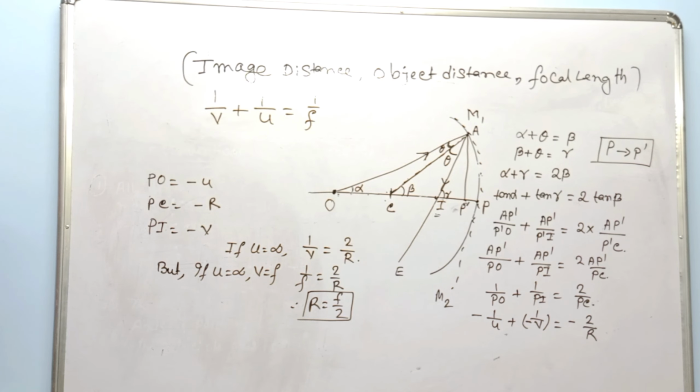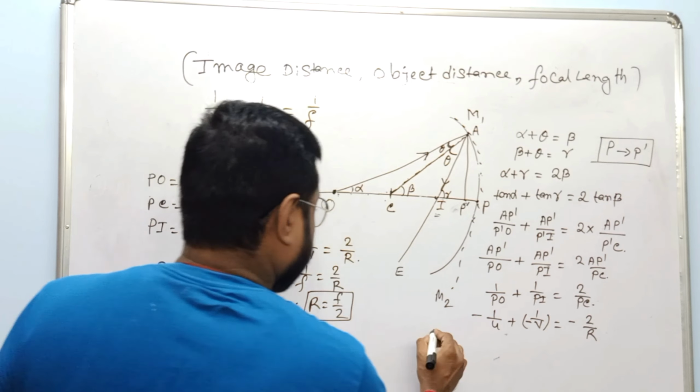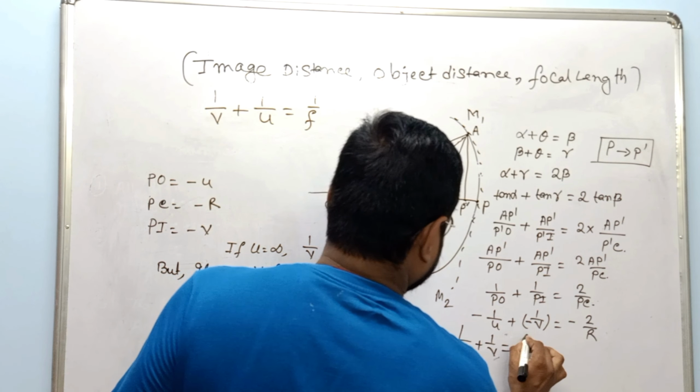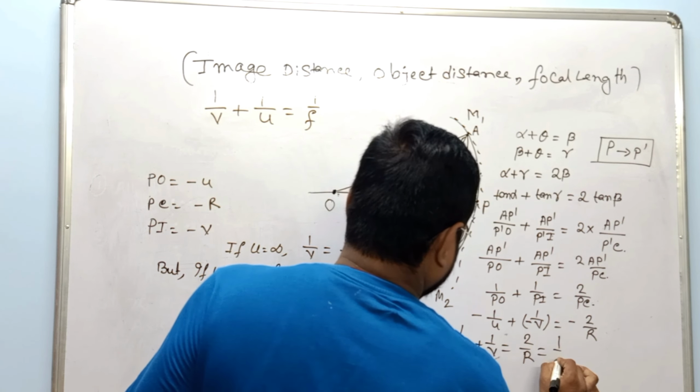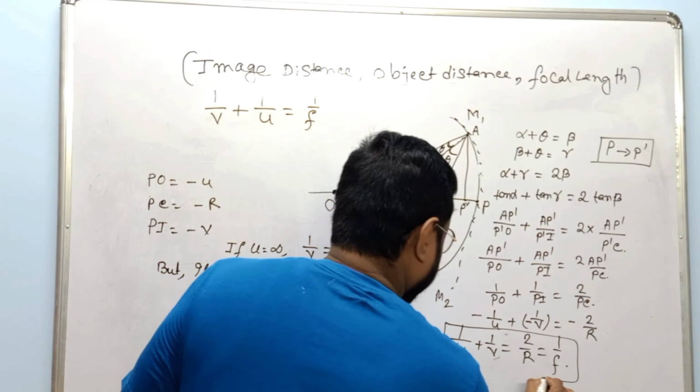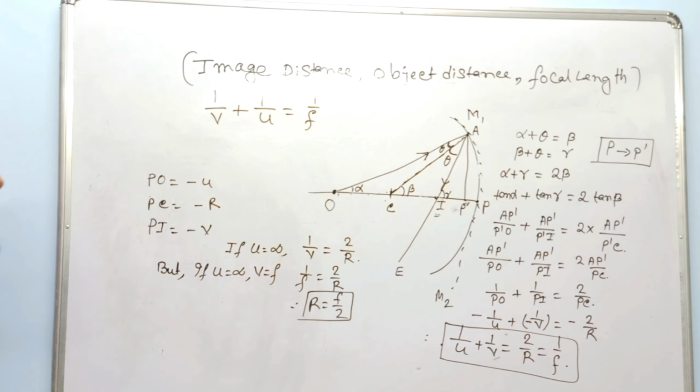Also from this relation, we get that 1 by U plus 1 by V becomes 2 by R equal to 1 by F. So this is the relation between object distance, image distance and focal length for a concave mirror. For a convex mirror, you will do the same.